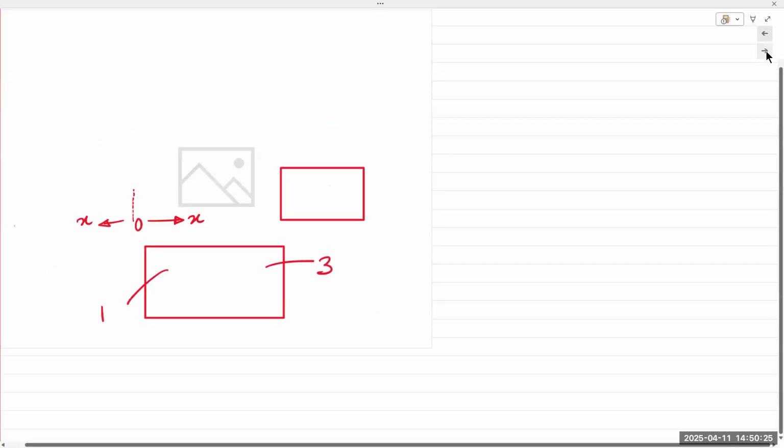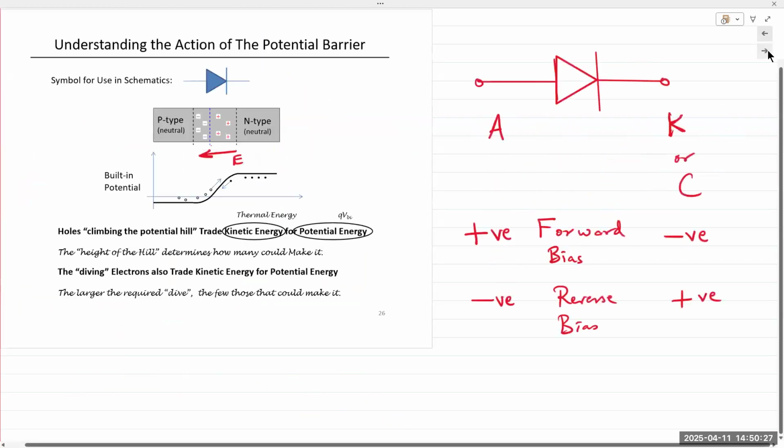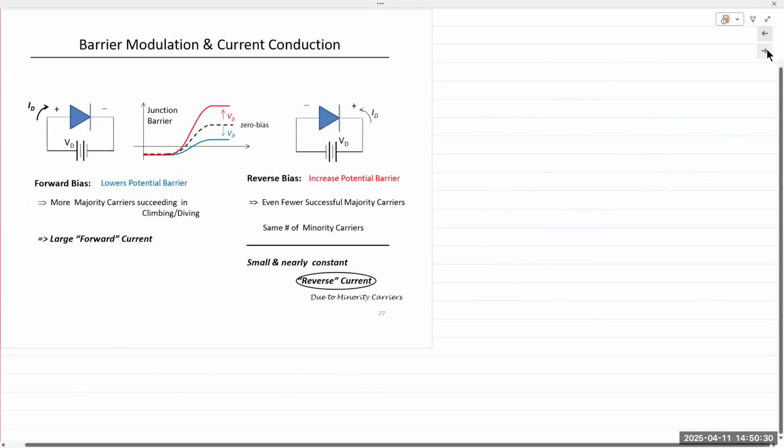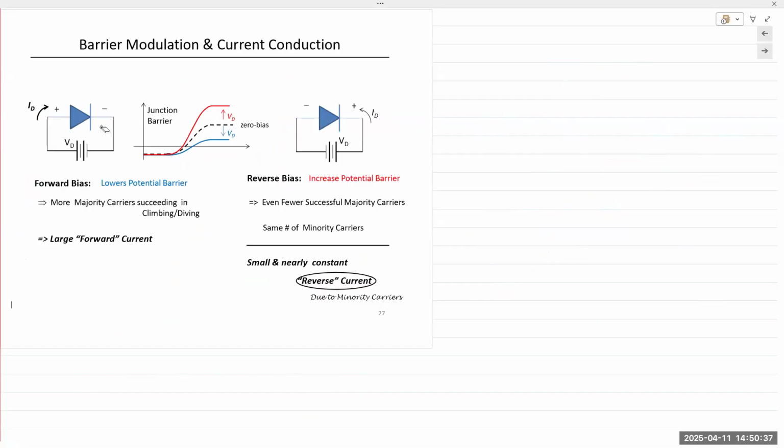All right, so let's go back to the graph. And we can see right here, this is forward bias. In forward bias, yes, go ahead.